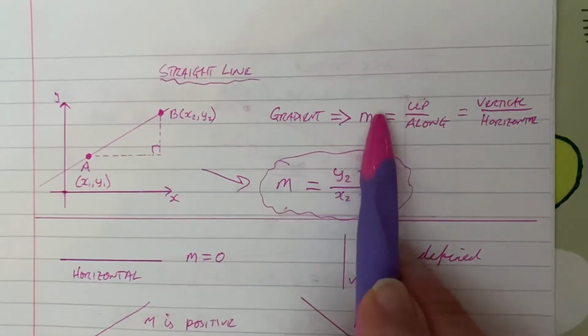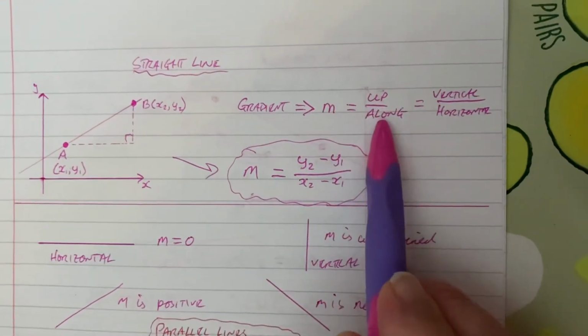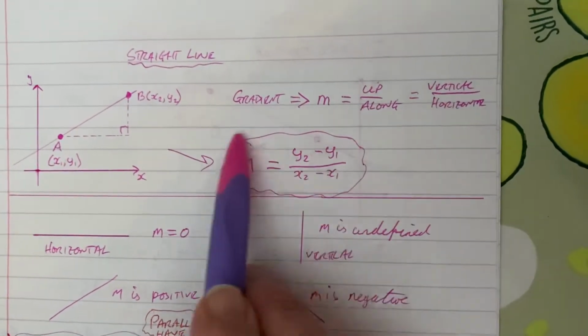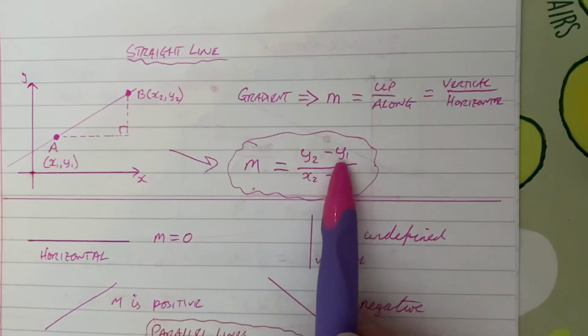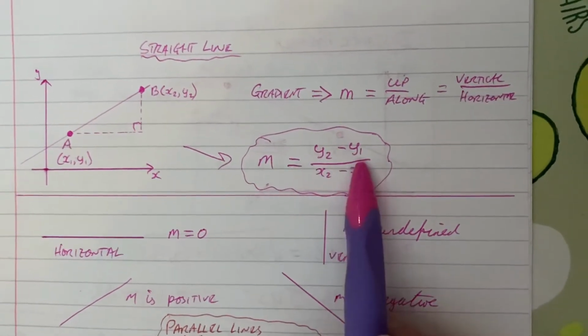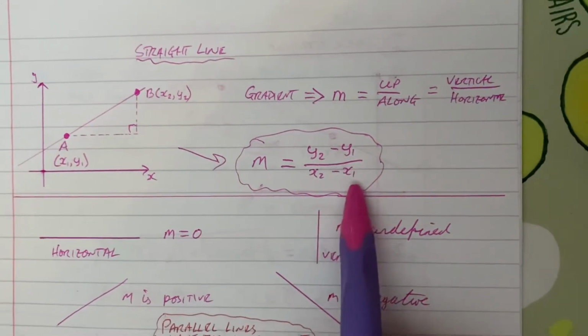So gradient, which we call m, coming from the French for montagne, is up over along, or vertical over horizontal, or using the formula, which is more of what we're going to do, y2 minus y1 over x2 minus x1. Remember, your y is your vertical or your up, your x is your horizontal or your along.